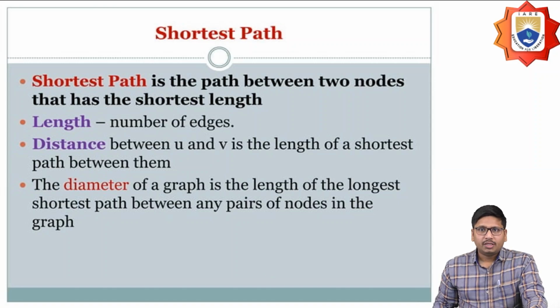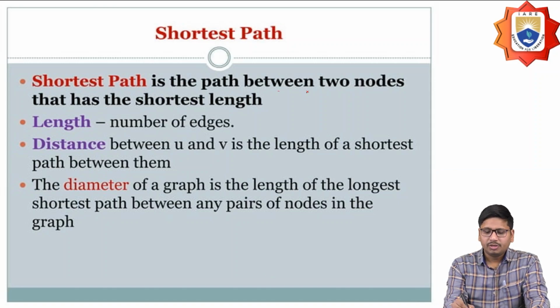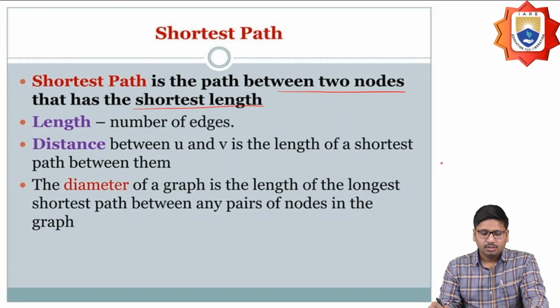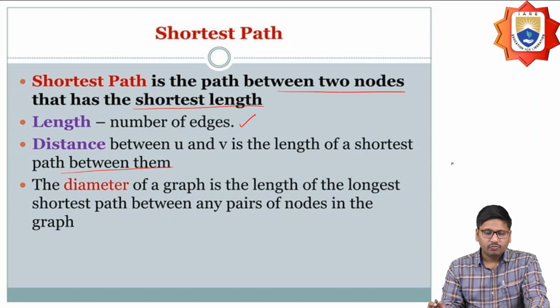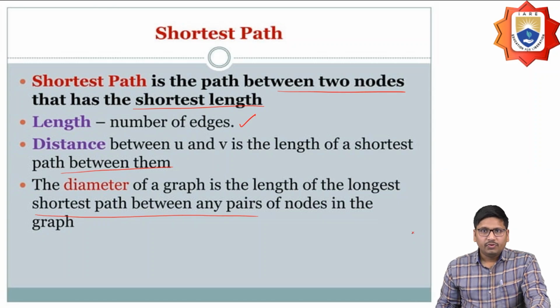And what is the shortest path here? The shortest path is the path between two nodes that has the shortest length. The length is defined as the number of edges, and the distance between two vertices is the length of the shortest path between them. The diameter of the graph is the length of the longest path between a pair of nodes in the graph. So these are the various terms we have to remember in the graph.